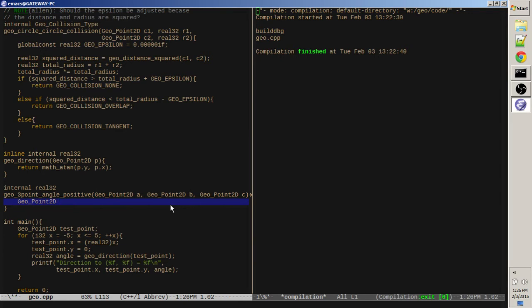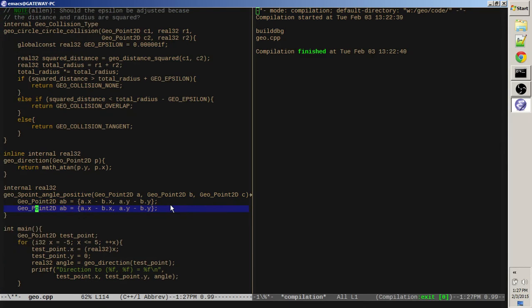We'll just call it AB maybe. And this is going to be basically A minus B. Now we don't have overloaded operators, so what I actually have to do here is A dot x minus B dot x, A dot y minus B dot y, right? And then we'll do the same thing for C.